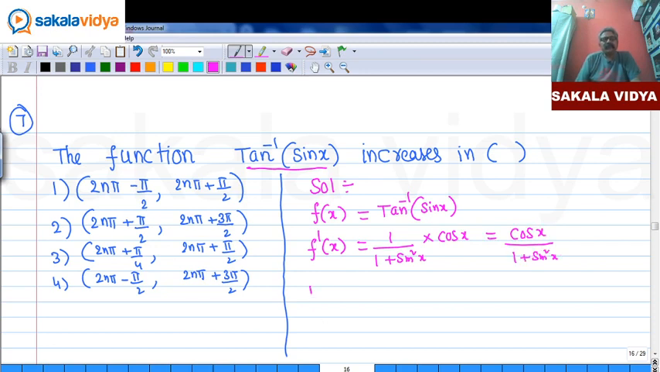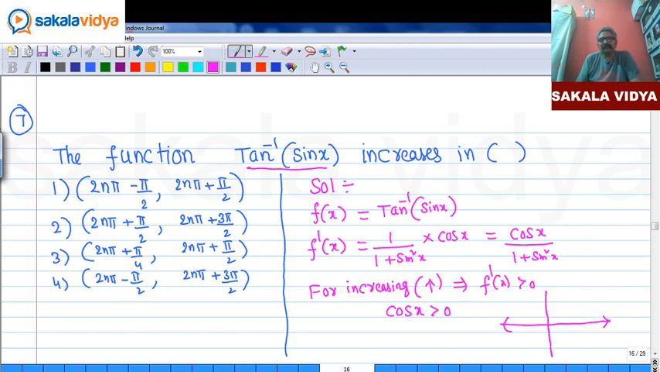See, for increasing, f dash x is greater than 0. That means cos x by 1 plus sin square x is greater than 0. 1 plus sin square x is always positive, so cos x must be greater than 0. Cos x must be greater than 0 means draw the graph now. If you draw the graph of cos x, this is 0, this will be pi by 2, this will be minus pi by 2.